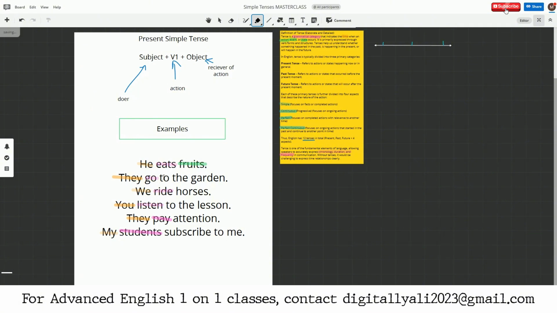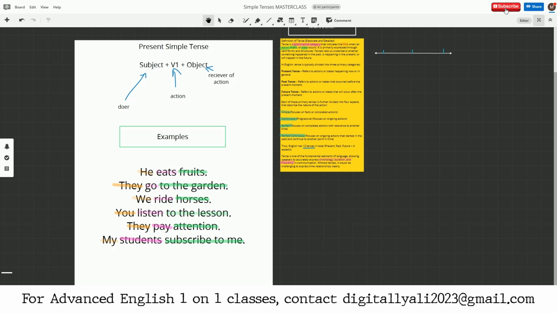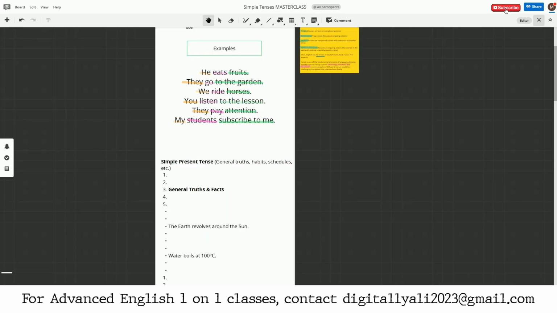Object, fruits. Objective phrase, to the garden. Object, horses. Objective phrase, to the lesson. Object, attention. Objective phrase, subscribe to me, right? That's again upon which the action is happening. So these are the examples of present simple tense. Now I will tell you use cases of this tense, right? Here they are.